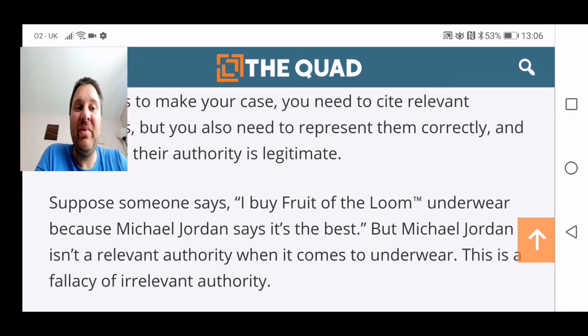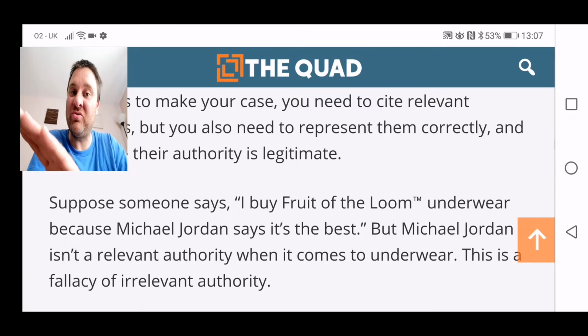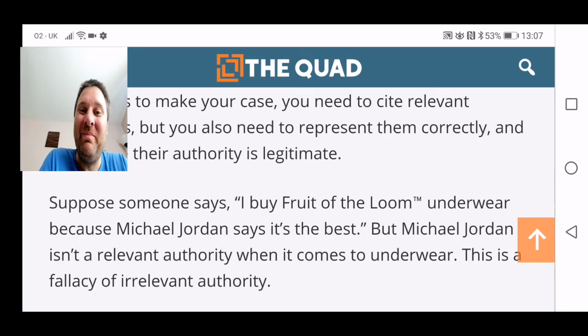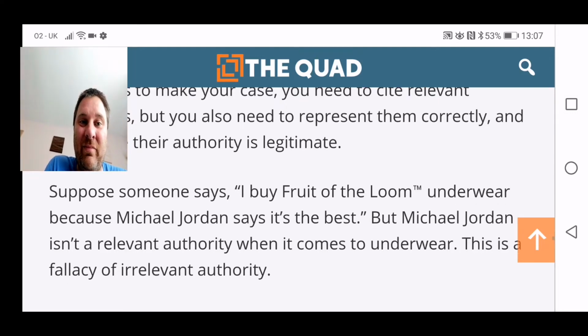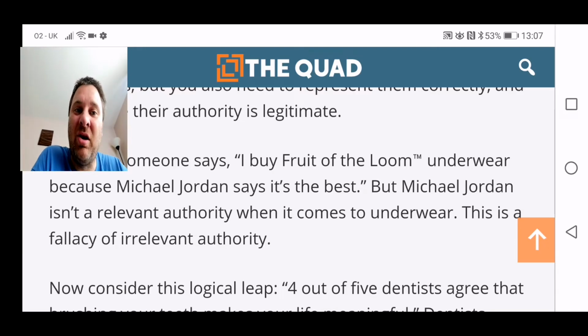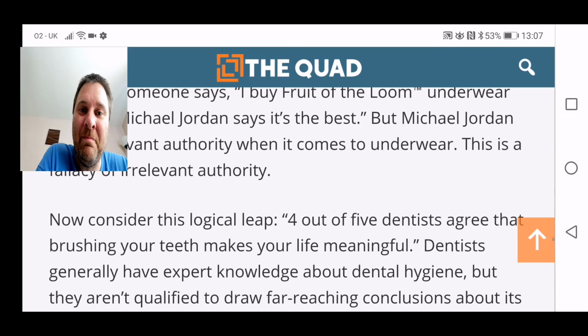Suppose someone says, I buy Fruit of the Loom. Other clothing manufacturers are available. Underwear. Because Michael Jordan says it's the best. But Michael Jordan isn't a relevant authority when it comes to underwear. This is a fallacy of irrelevant authority. We get that in advertising a lot, don't we? You know what I mean?